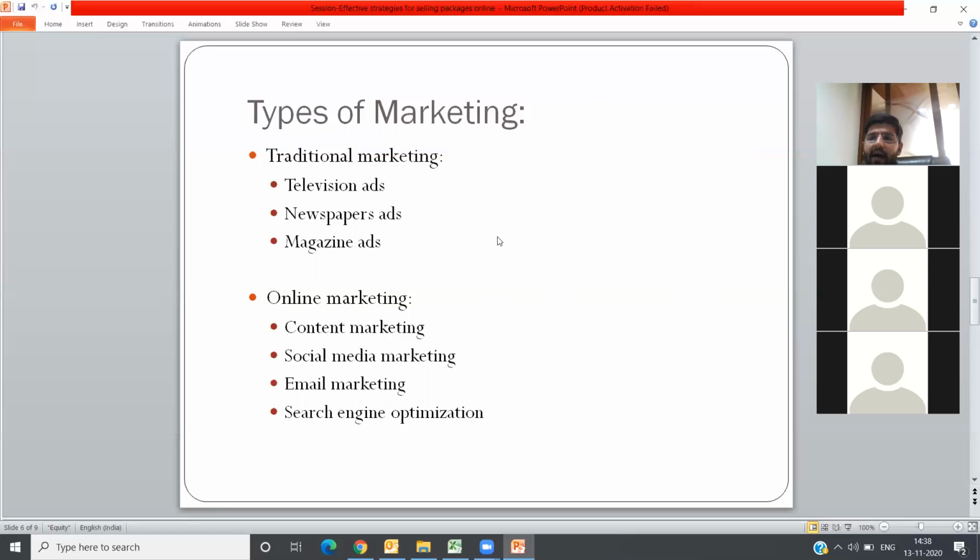We can't determine the end result, how many leads we are able to generate through the TV ad or something. It is a generalized form of marketing. Online marketing includes content marketing, social media, Facebook, Instagram marketing, email marketing like sending your offers through email, and search engine optimization. If you know about search engine optimization, it is the most economical way of getting leads.